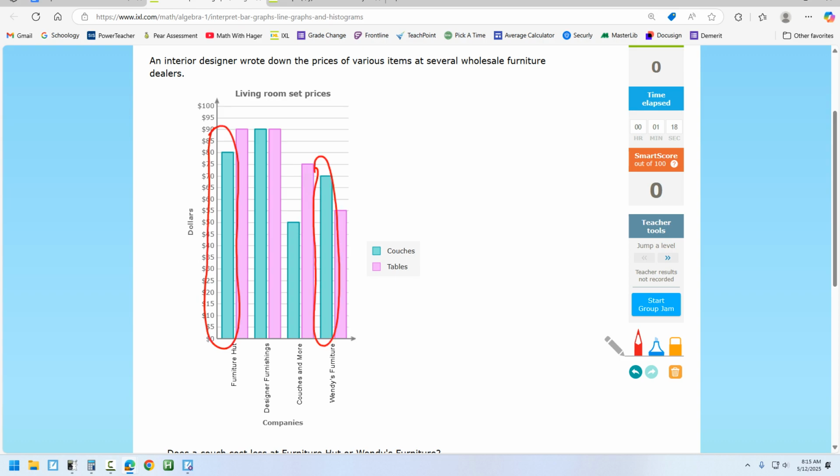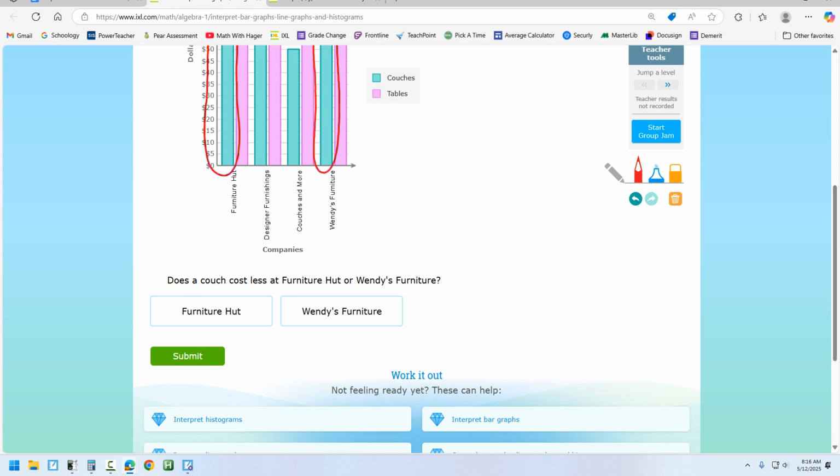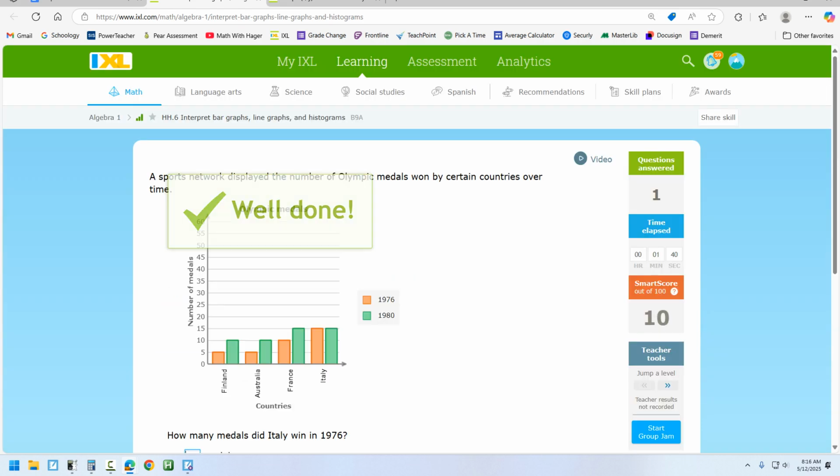And they want to know, does the couch cost less at which furniture store? Wendy's. Yeah, so we're just looking at it. At Wendy's Furniture, couches are 70. At Furniture Hut, they're 80, so they're cheaper at Wendy's Furniture. And that's it. So let's try to put our answer in. Perfect. You might see different kinds of graphs: bar graphs, line graphs, and histograms.